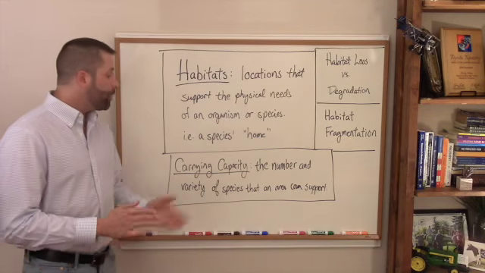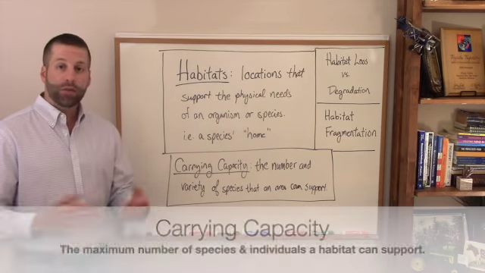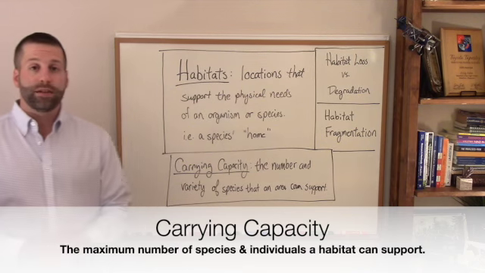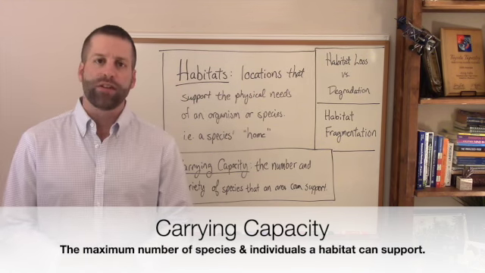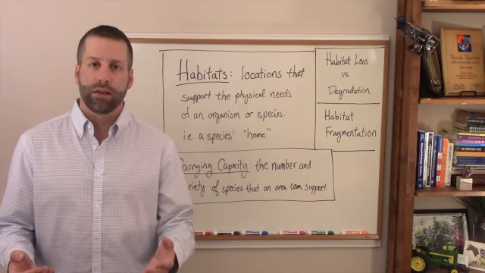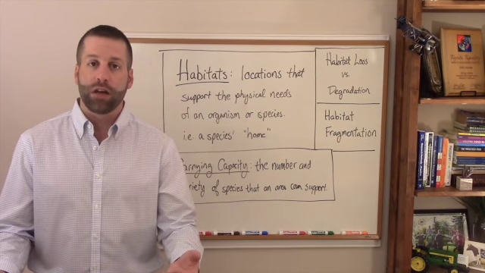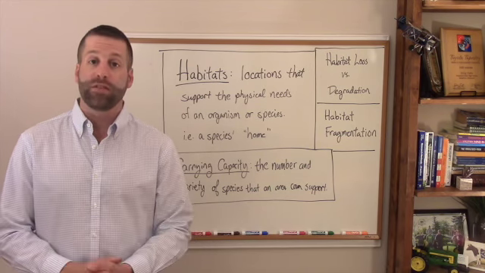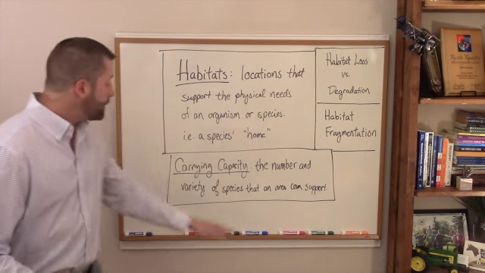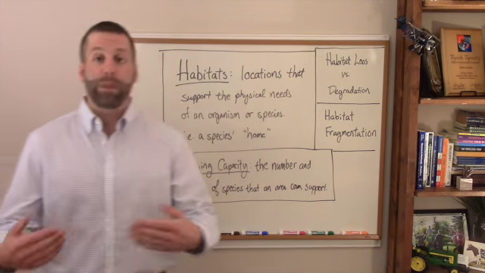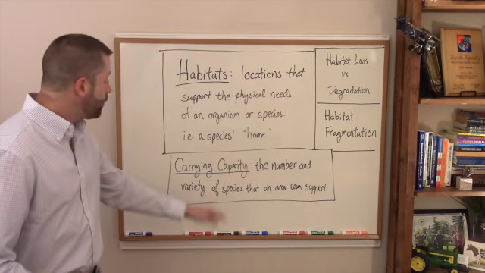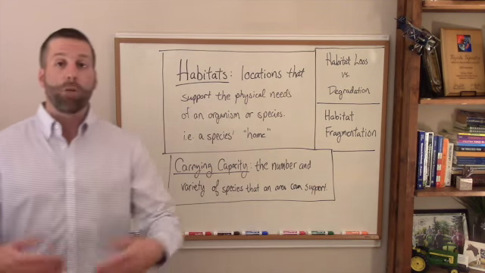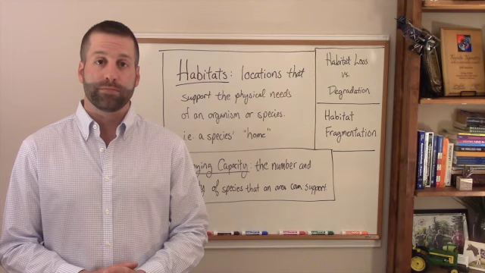We will also talk about carrying capacity. This refers to the number and variety of species that a habitat can support. Carrying capacity in a way is very similar to the term biodiversity. Biodiversity is a reflection of the amount and variety of species found in an area. Carrying capacity refers to the ability of a habitat to support that level of biodiversity. The greater the carrying capacity, the more biodiversity a habitat can support.